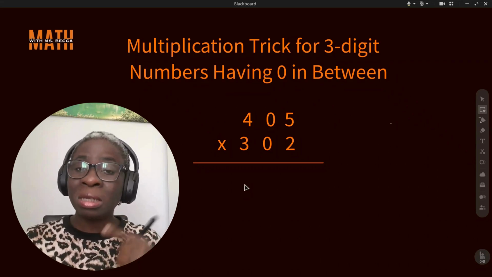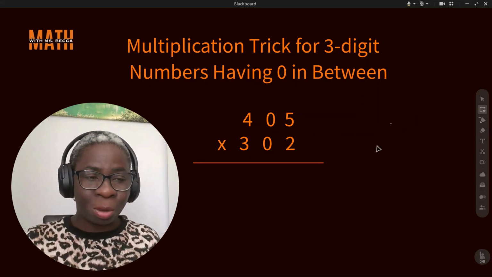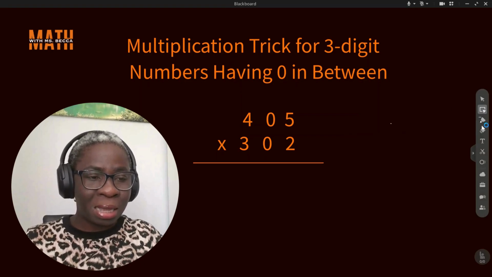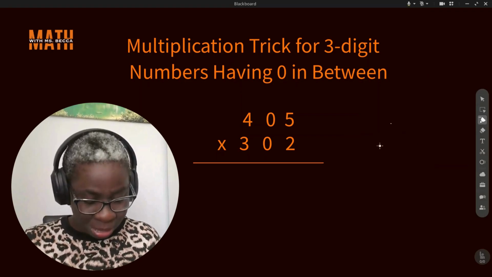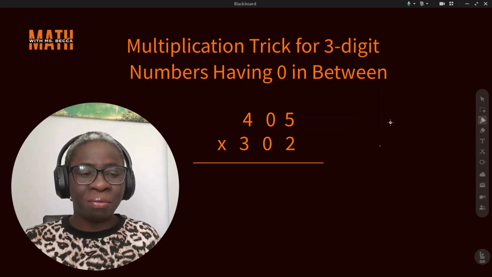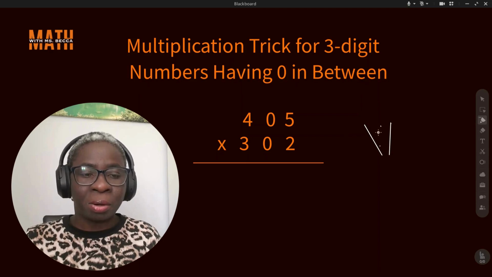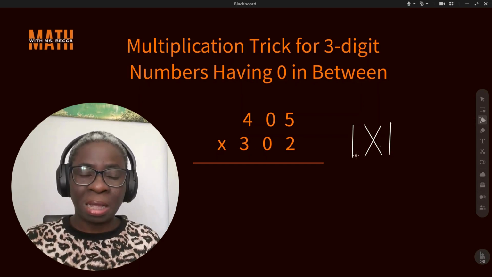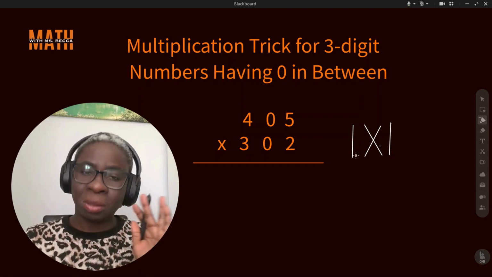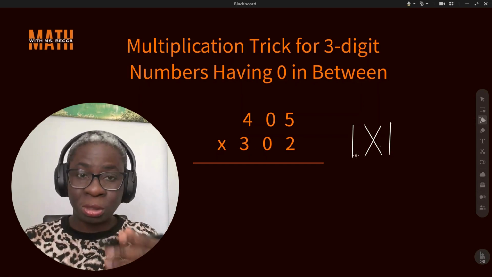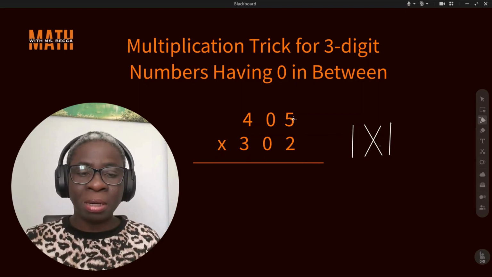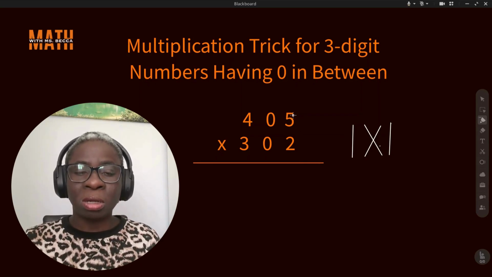Now, we will be using a pattern, and this is the pattern that we will be using. We first multiply like this, then we have a cross, and then we have this. So just note this pattern: 1, x and 1. So how do we use this pattern in this question? This is what this pattern does.